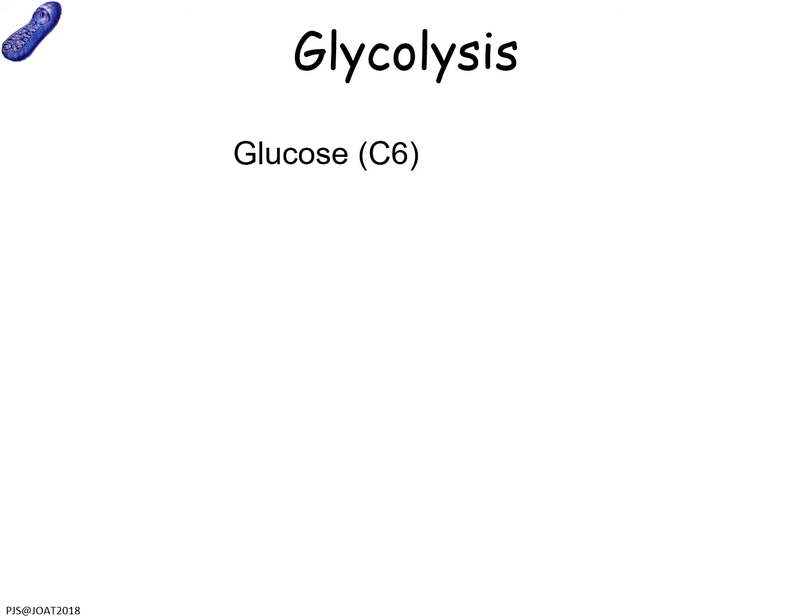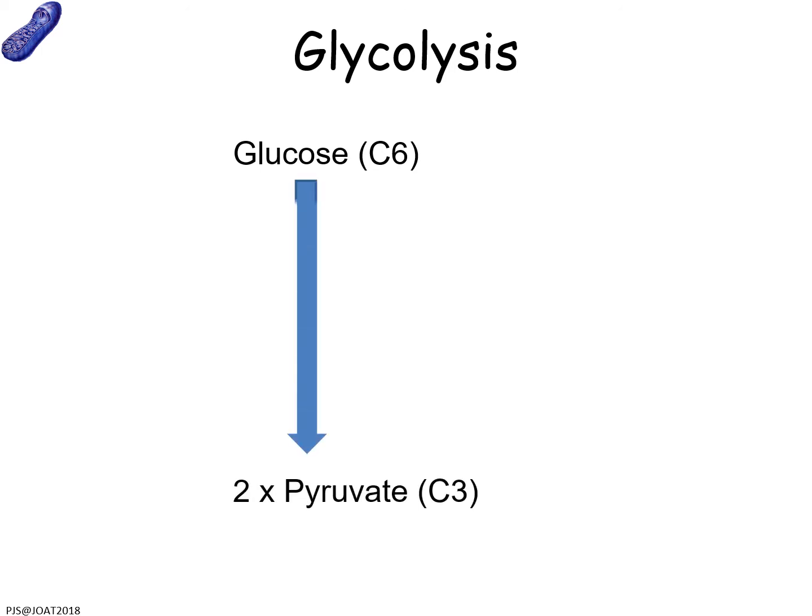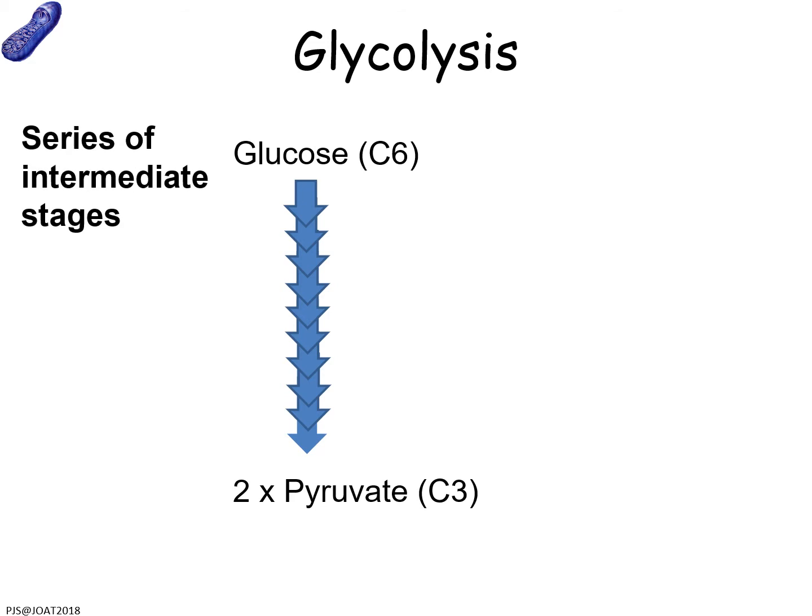Right, so let's bring glycolysis up to higher. So here's our glucose to pyruvate. But that's not true. We need to put it as a series of intermediate stages running down to the pyruvate. So we've got several different stages. You don't need to know the names of any of the intermediates. You just need to know they're called intermediates.